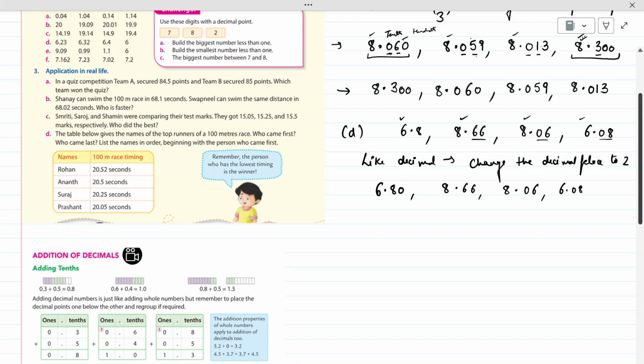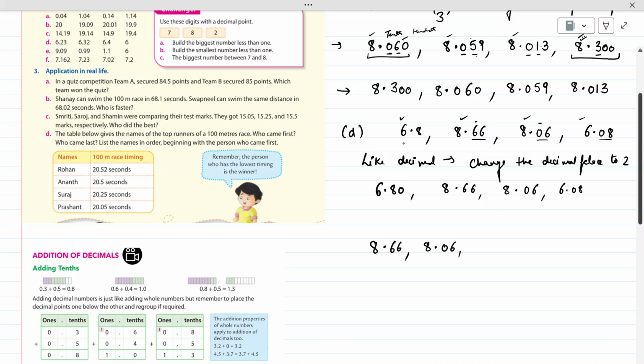So we'll move to the next place, that is the 10th place. So this is the 10th place, this one and this one. In the 10th place for this number, we have 6 and here we have 0. And we know 6 is greater than 0. That means this is the bigger number. So I'm writing 8.66 as the bigger number, and after that, the next bigger number is 8.06. I hope you understood this.